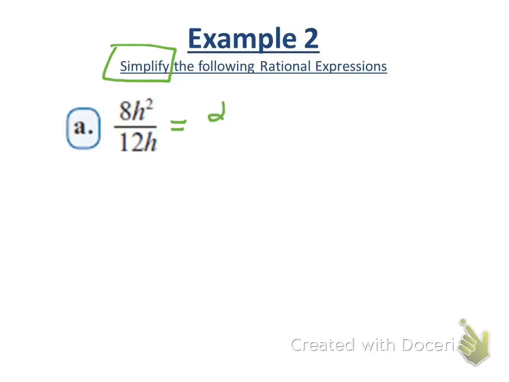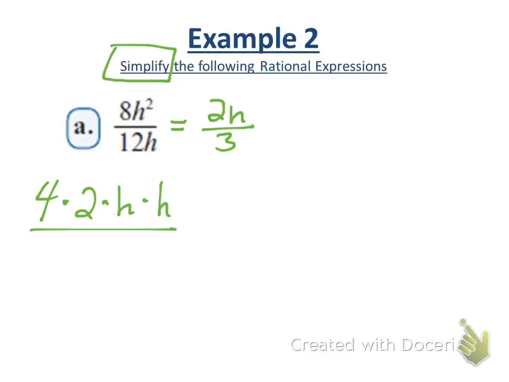2h over 3 is on the table. What would we cancel if we did that? The top is 4 times 2 times h times h, and the bottom is 4 times 3 times h. So we're canceling a common factor of 4 and a common factor of h, and we're left with 2h over 3. Any restrictions on this answer? h cannot equal 0.